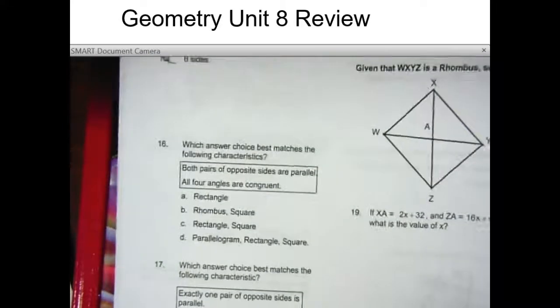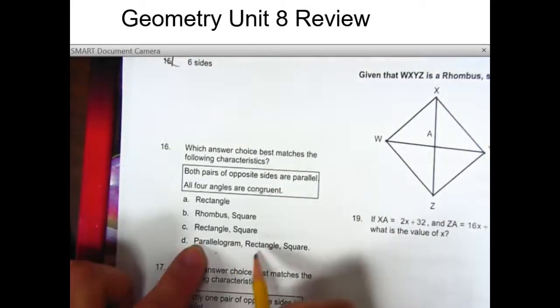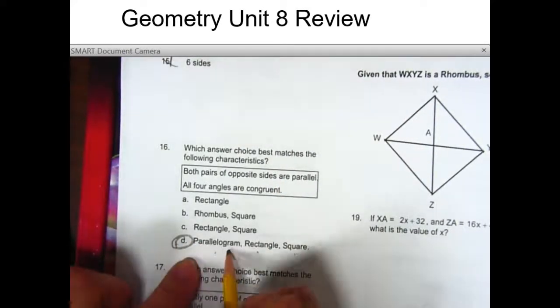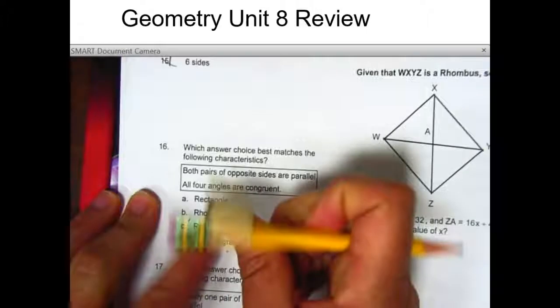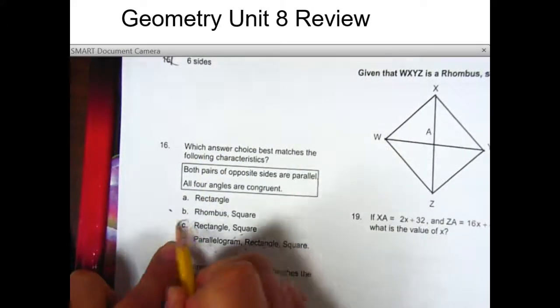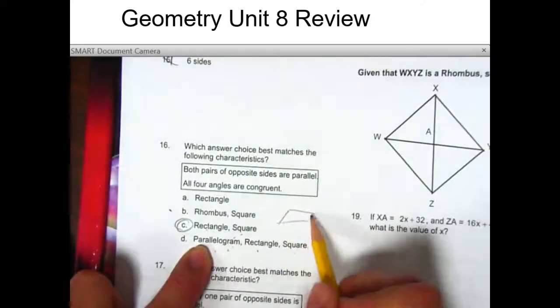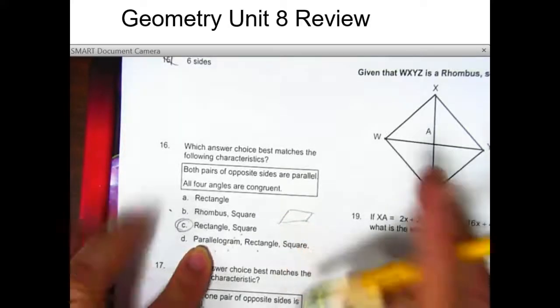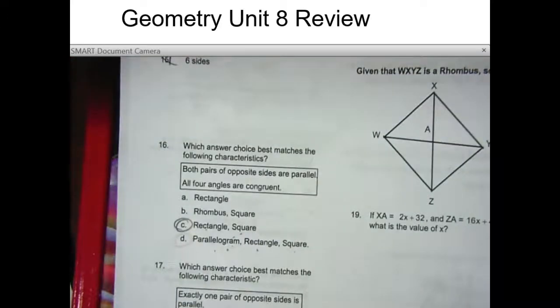Number 16, which answer choice best matches the following characteristics? Both pairs of opposite sides are parallel. All 4 angles are congruent. So that would definitely be a parallelogram, a rectangle, or a square. Oh, no, it's not going to be a parallelogram, because in a parallelogram the angles aren't all the same. So it's either going to be a rectangle or a square, okay? I apologize for that. In a parallelogram, just the opposite sides are parallel. Opposite angles are congruent, but not all 4 angles.